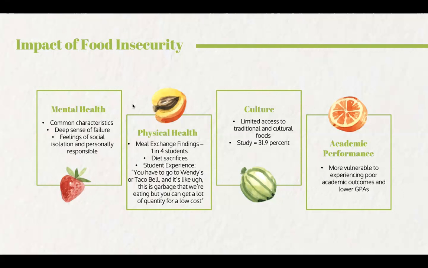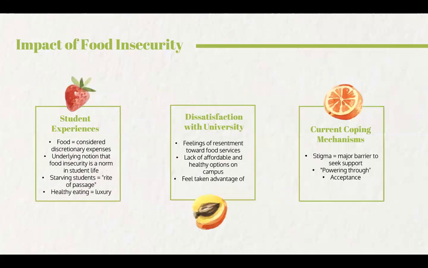As such, students often experience poor academic outcomes, including lower grade point averages and difficulties concentrating at school in comparison to food secure students. Many food insecure students often describe their food-related costs as discretionary expenses in their budget, while tuition and rent are described as their fixed priority expenses. Students also commonly describe healthy eating as a luxury that cannot be afforded as a student, and there's an underlying notion that food insecurity is simply a norm in student life.